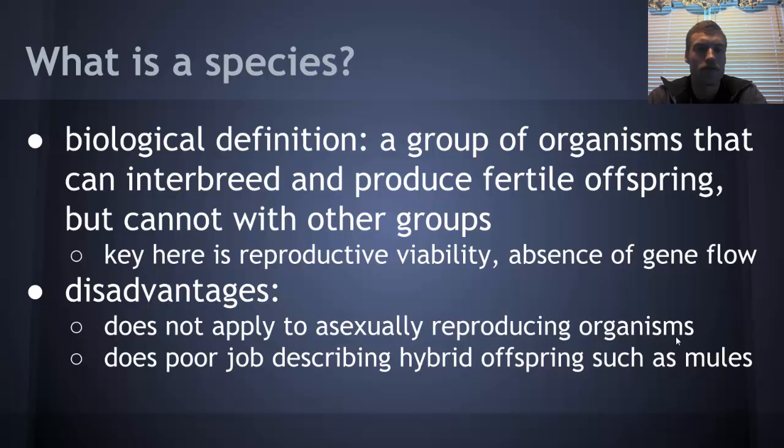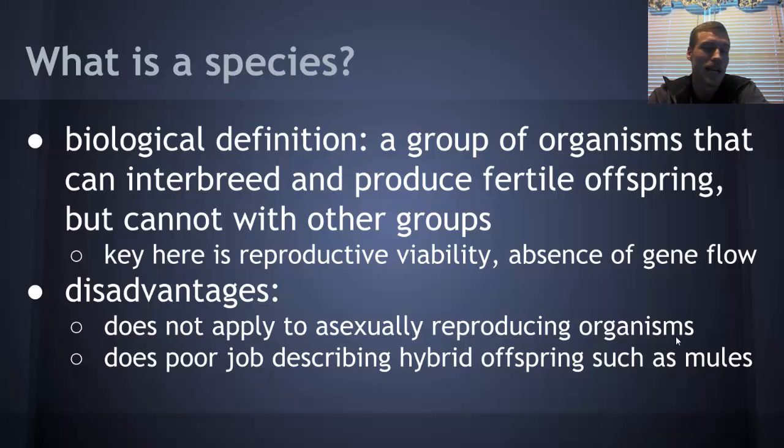So a biological definition of a species would be a group of organisms that can interbreed and produce fertile, that's very important, offspring, but they cannot do so with other groups. So basically, you just have a group of organisms going to be able to breed and produce fertile offspring. Fertile means that those offspring can then produce more offspring that can then produce more offspring, so on and so forth. Another important part of this is that there's going to be an absence of gene flow. So there's not going to be any alleles being passed back and forth between this group of organisms and another group of organisms.